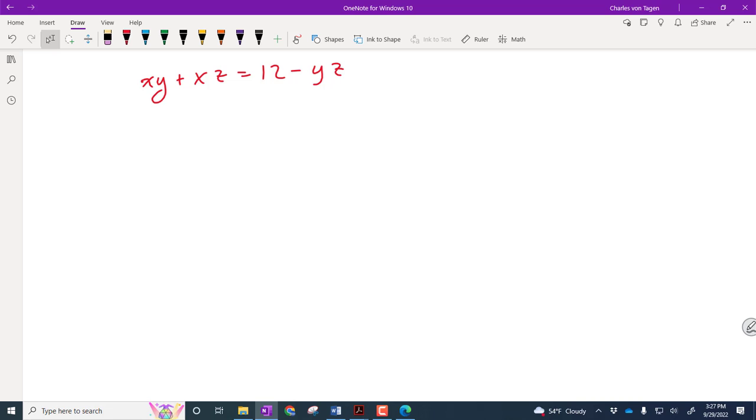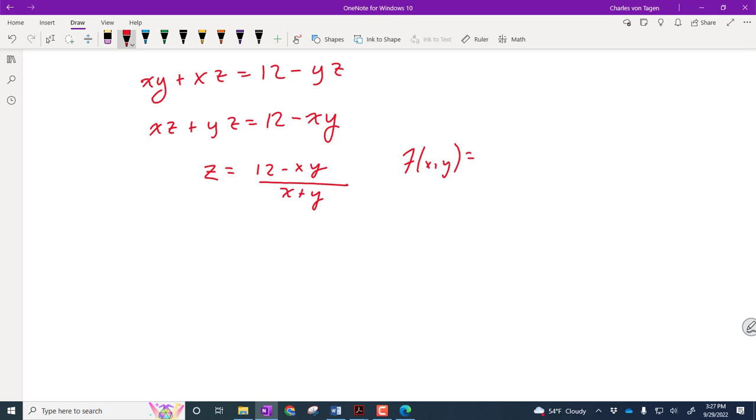Okay. So for me to do this, I'll have to solve this for z, so we have xz plus yz is equal to 12 minus xy. Any questions there, folks? Okay. Factoring out a z, we get z is equal to 12 minus xy all over x plus y. And so you don't have to explicitly say it, but if you want to follow a formula, we'd say that our f of x, y is that right-hand side.